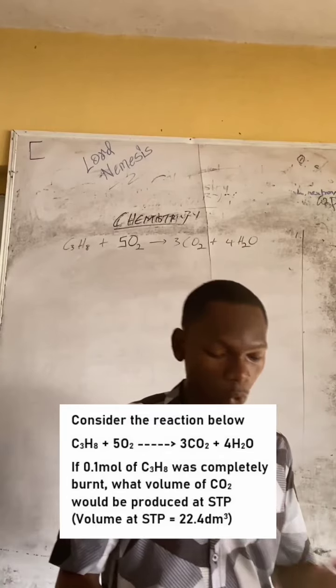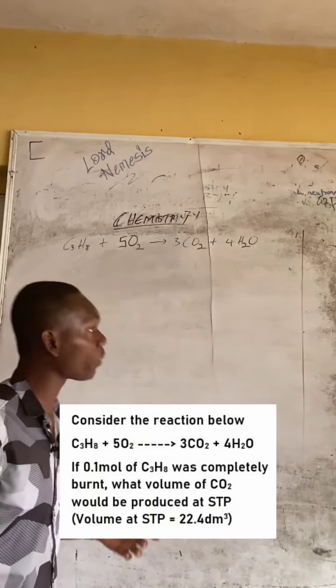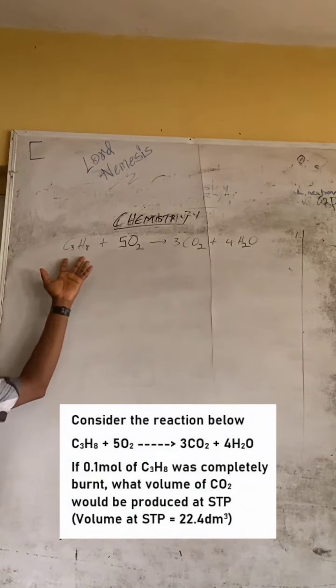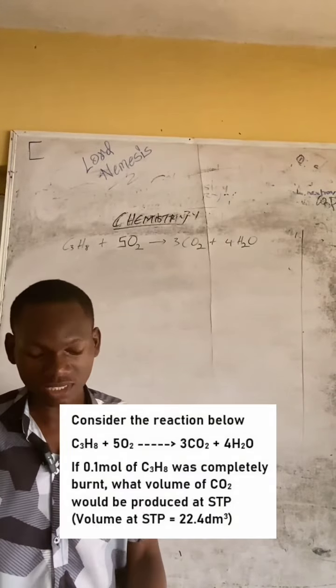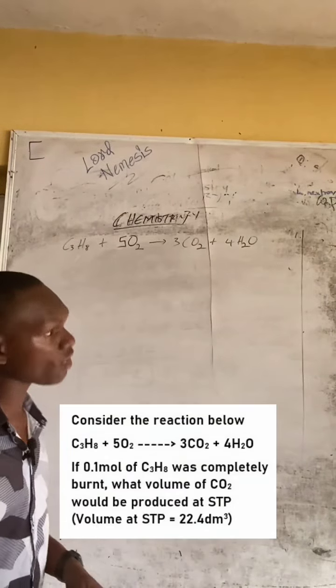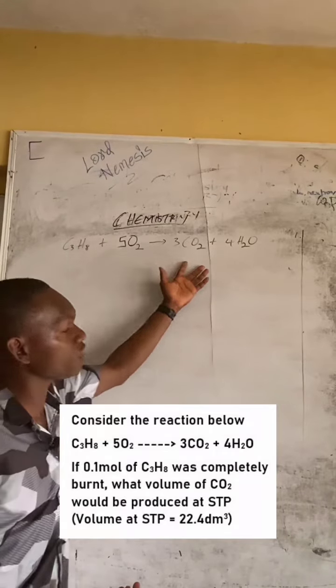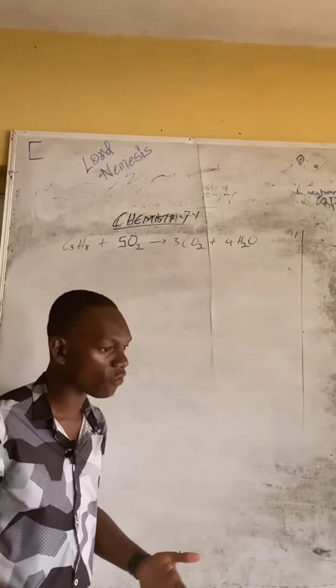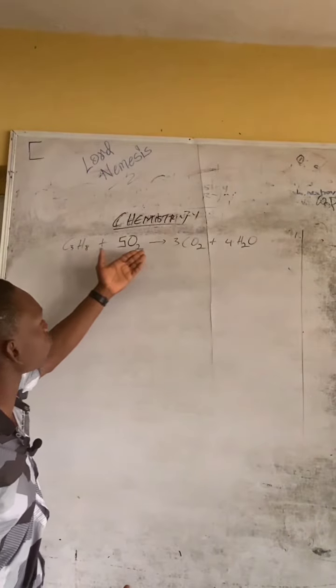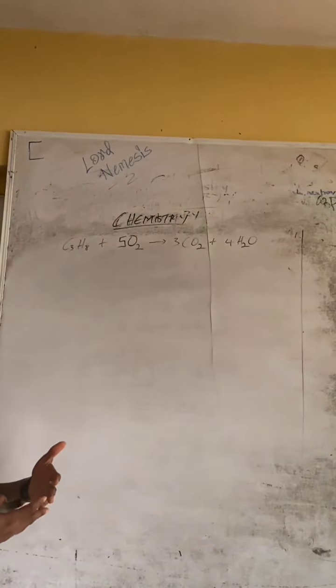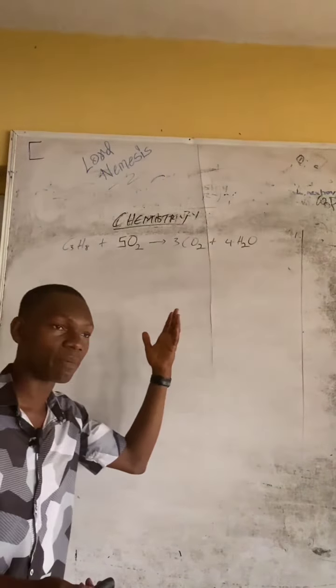So we are asked what volume of CO2 will be produced when the mole of propane is 0.1. Now, simply, what are we going to do? We are asked to calculate the volume of CO2 that is produced. First of all, if you look at this, you can see the ratios. There are ratios in which propane and CO2 are combining and producing in this particular equation.